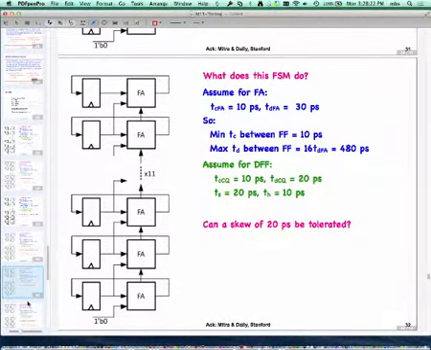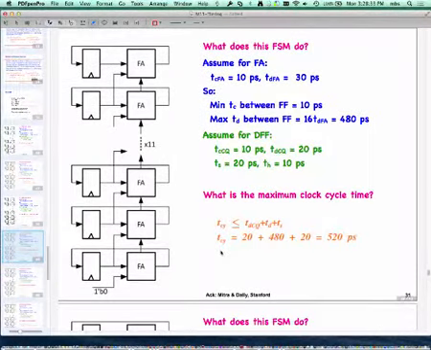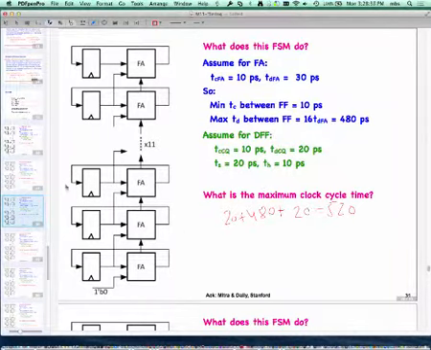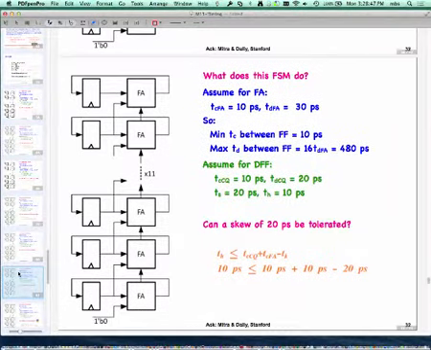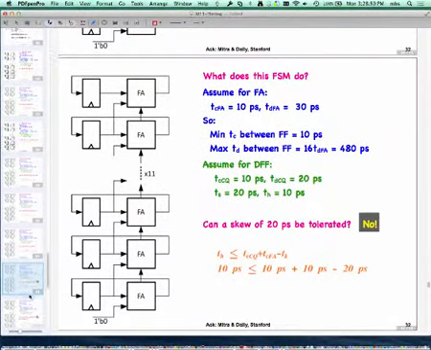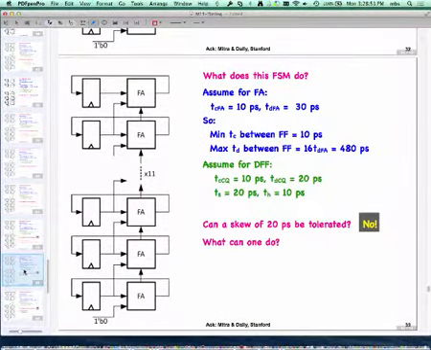Can a skew of 20 picosecond be tolerated? So what were our margins? Well, firstly, a skew of 20 picosecond, I can certainly tolerate it here. I can just slow down the clock. So the issue really is in terms of the hold time. If I go back to the hold time, I had only a 10 picosecond margin. So a skew of 20 picosecond cannot be tolerated in this case. So the answer to that, no.